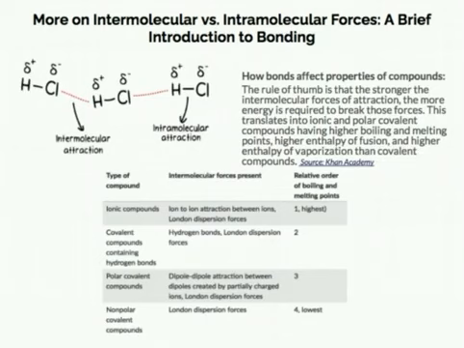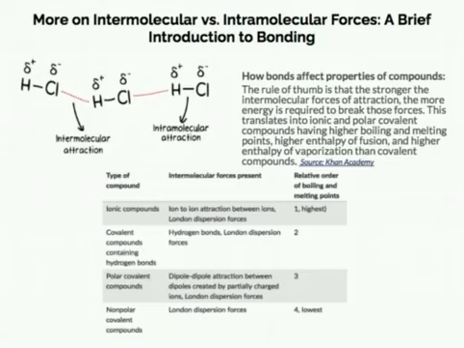So how do bonds affect the properties of compounds? The general rule of thumb is that the stronger the intermolecular forces of attraction, the more energy is required to break those forces. That translates into ionic and polar covalent compounds generally having higher boiling and melting points, higher enthalpies of fusion, and higher enthalpy of vaporization than covalent compounds.